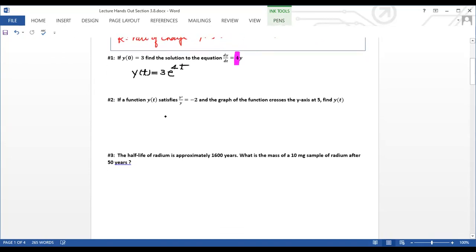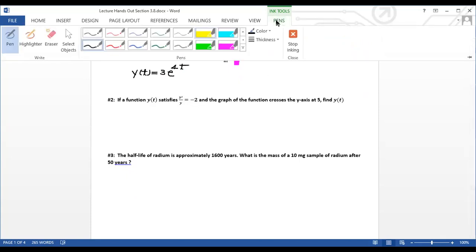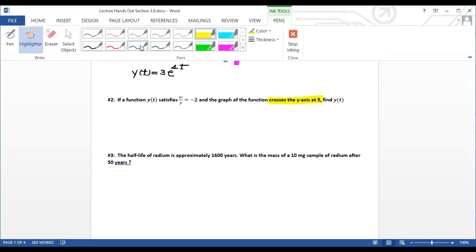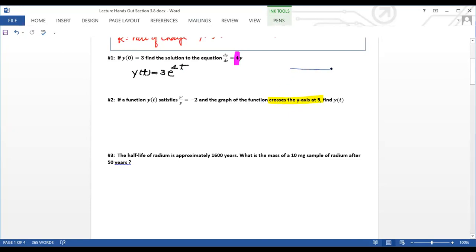All right, let's take a look at the second one. They say if a function y(t) satisfies y prime equal to -2y, and the graph of the function crosses the y-axis at 5. What that means is, when they say the graph crosses the y-axis, it crosses here at 5. That means when x equals 0, y equals 5. So this number is our initial value, right?